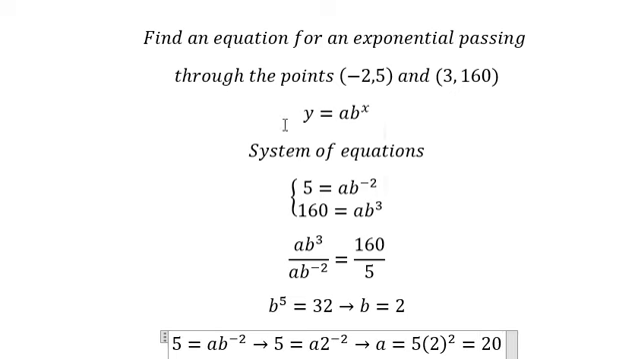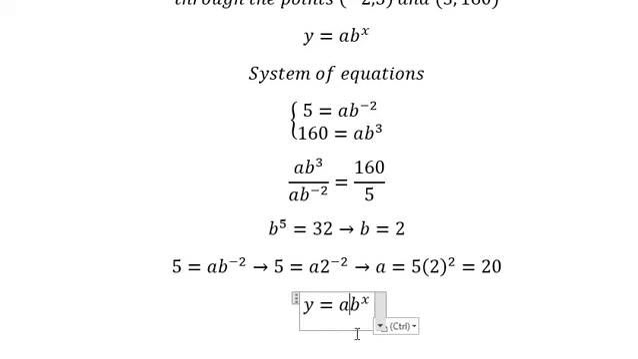And now we can go back in here. So a, that is about 20. b, that is about number 2. And this is the final answer.